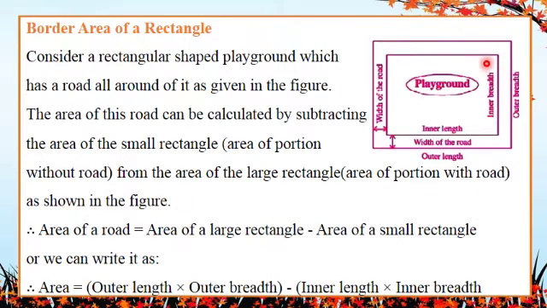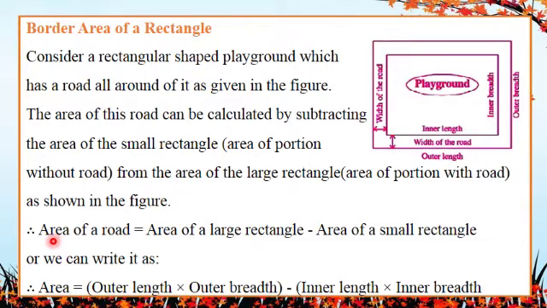So what he wanted to tell you actually is that if you are going to find out the area of the road only around the four sides of the playground, for this purpose you will first find out the area of the outer rectangle and then the area of the inner rectangle, and after that take away the inner value from the outer value or area, so you can find out the area of this road.